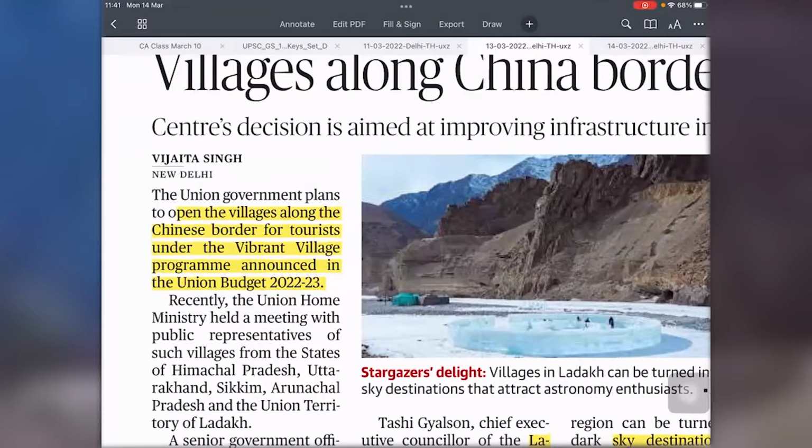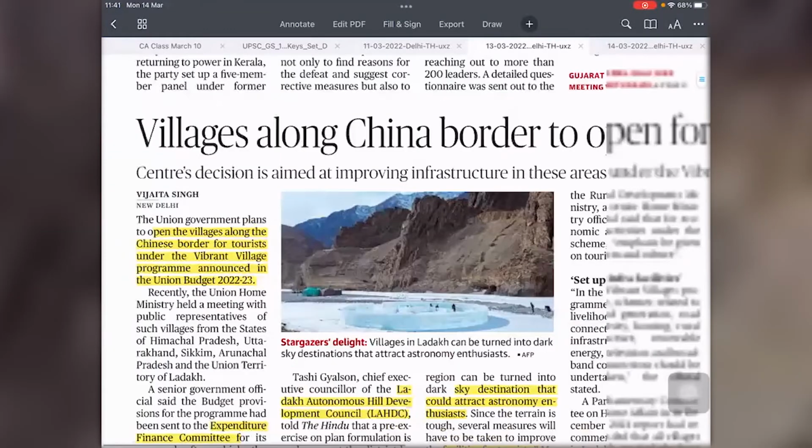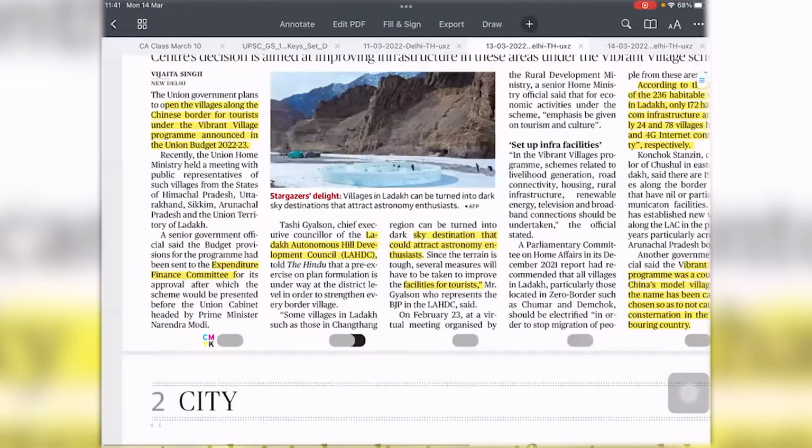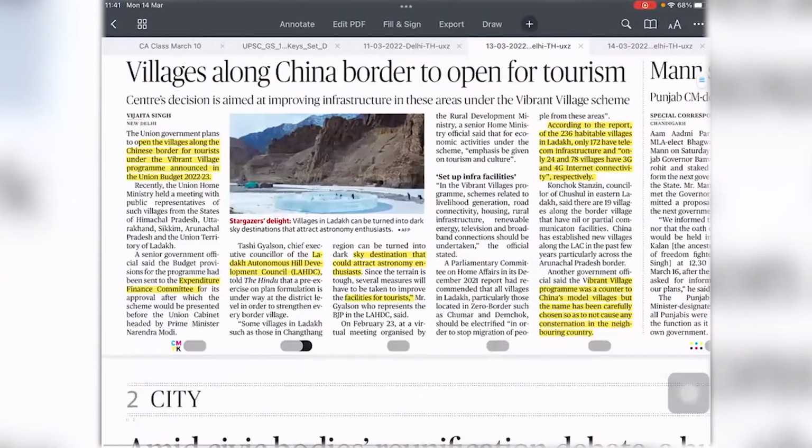Development of Gujarat, vibrant Gujarat, yes. No, sir. Vibrant village. Then what can it be about? It will be about border tourism villages or border village development tourism, right? So apart from that, I don't think any value addition is there for prelims perspective.